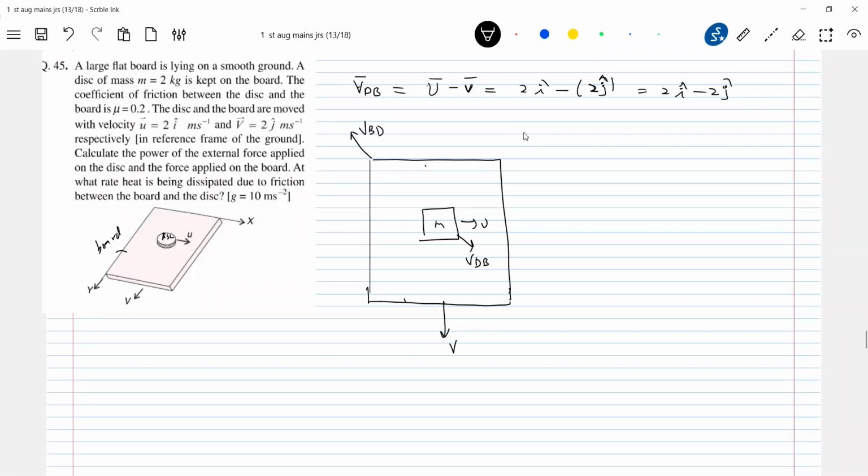So VBD, you write it. What should be the VBD? VBD should be equal to minus VDB. This should be equal to minus 2i cap plus 2j cap. That's what the diagram shows. How should the friction act? Friction should oppose relative motion, so it should act opposite to this. So here on the board, the friction will be like this. The friction acting on the disk is this, and the friction acting on the board should be in this direction.